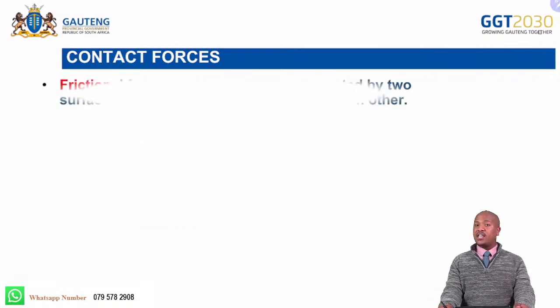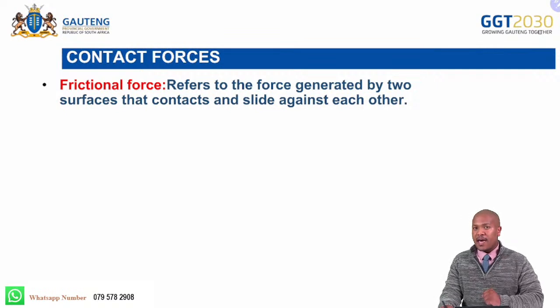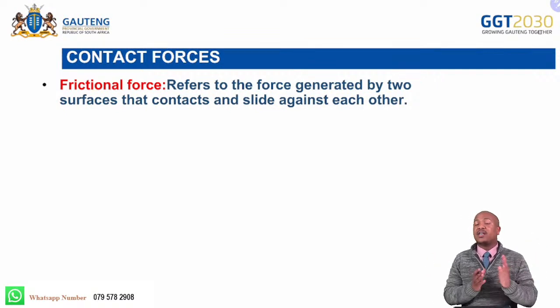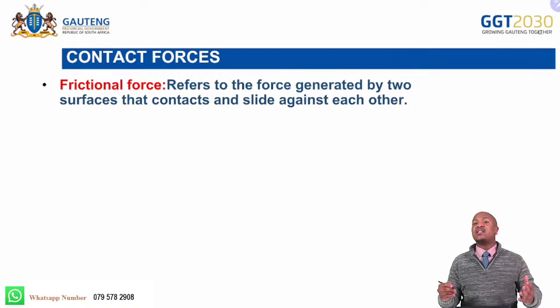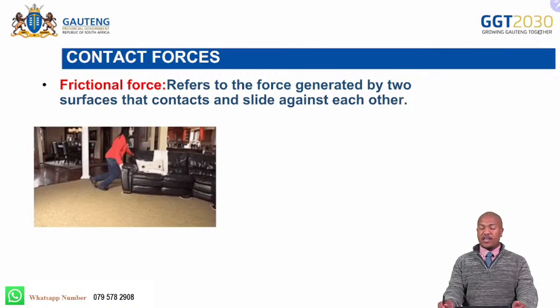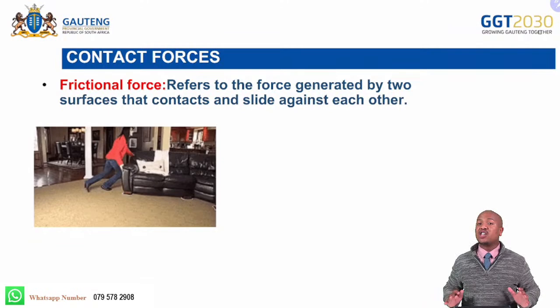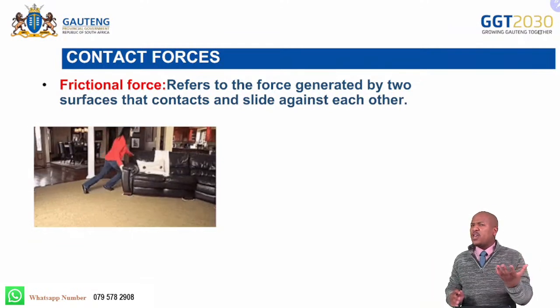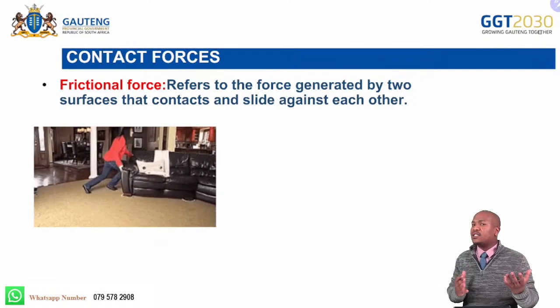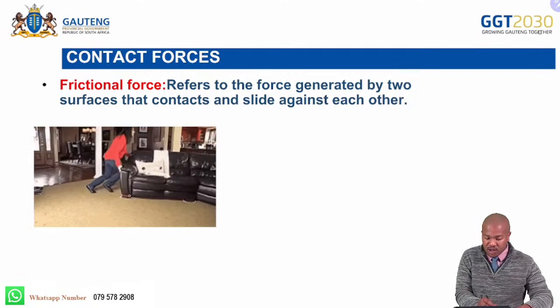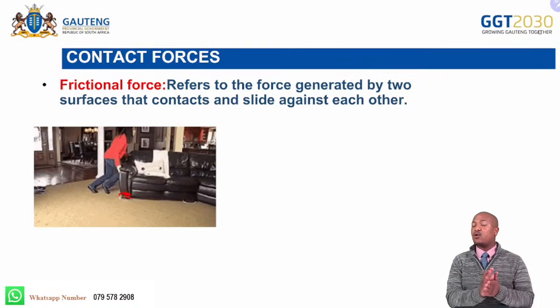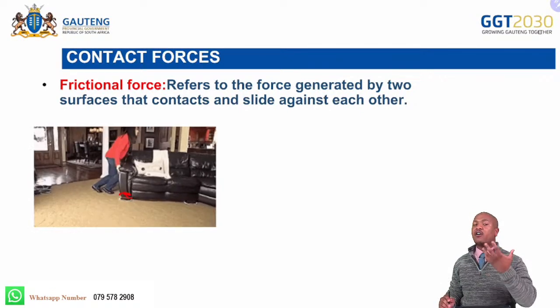The last one that we are going to engage on is frictional force. I said that frictional force is when two objects slide against each other. So it refers to the force generated by two surfaces that contact and slide against each other. Here's an example. Probably you're doing your spring cleaning at home, pushing the sofa around the dining room. What happens? You hear that squeaky sound. Where does that squeaky sound come from? It comes from the force exerted between the sofa and the surface. That's where you find your force of friction, or rather, frictional force.